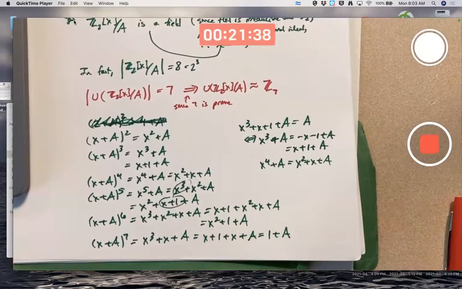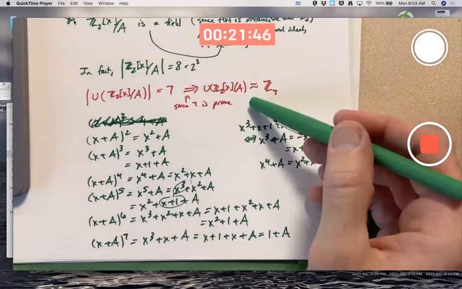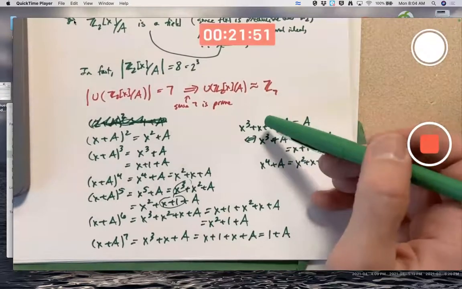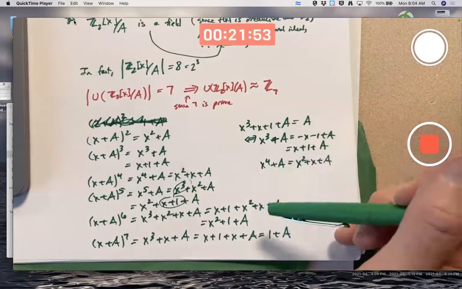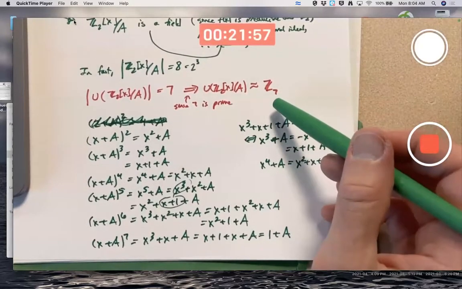Okay, so yeah, X plus A, for example, will be a generator of the group of units. And in fact, any other non-zero element is a generator as well, because that's what happens when you're talking about a prime order cyclic group: every non-identity element is a generator.